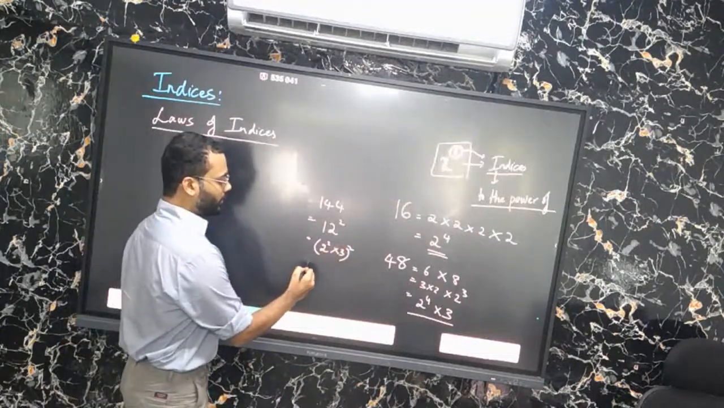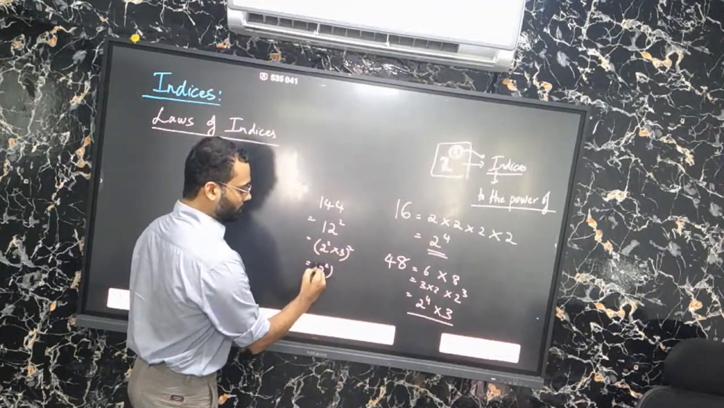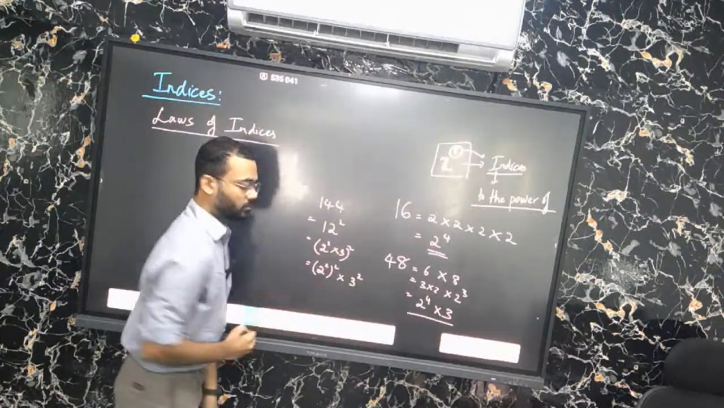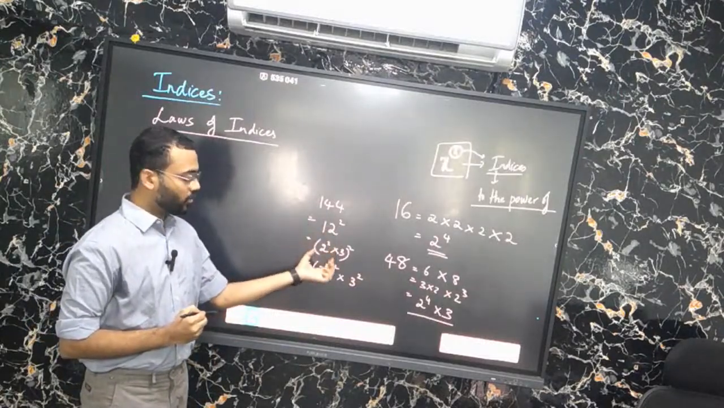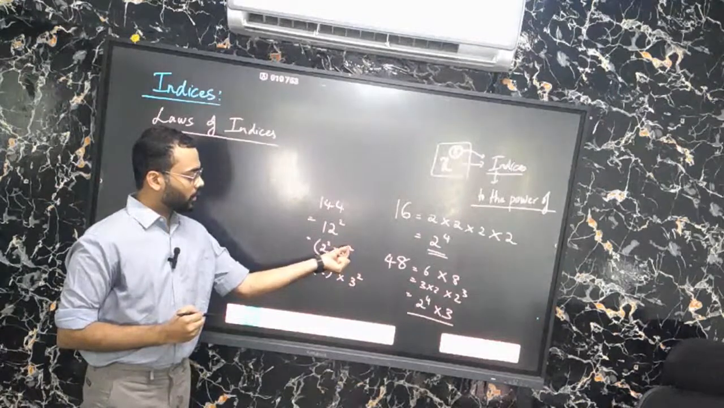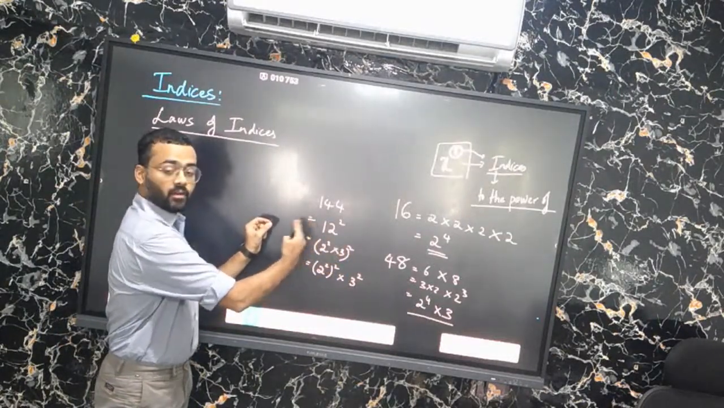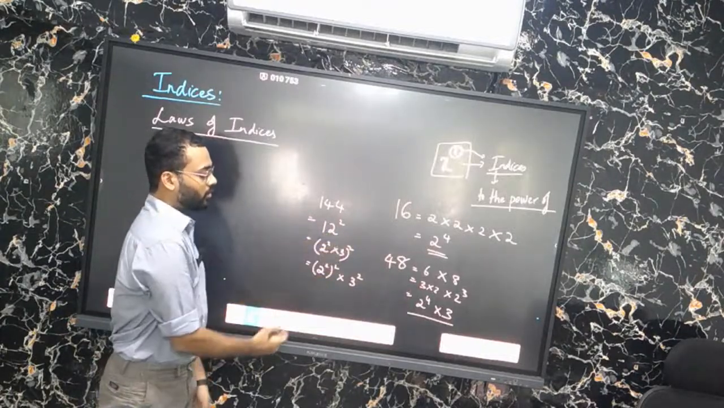So now I can write here, according to the law of indices, I'll write it separately: 2 square to the power of 2 into 3 square. Simplification. I'm just showing you how to simplify your power. I have 2 square into 3 to the power of 2. Now I'm opening up the bracket and bringing the power to each prime factor: 2 square to the power 2, 3 to the power of 2.